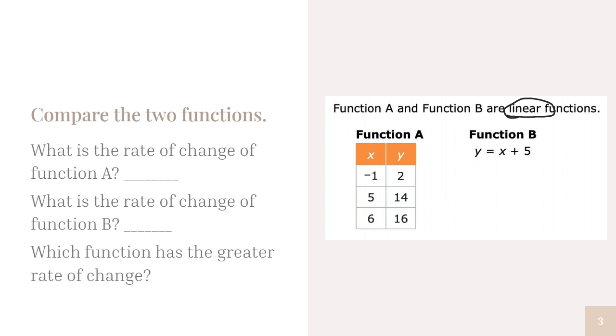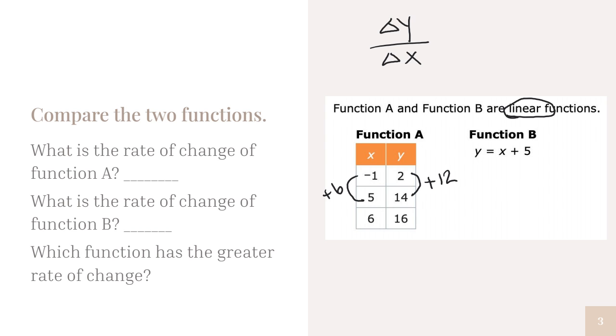Remember that if it's linear, that means it has a constant rate of change. So the first question is, what is the rate of change of function A? So I look at function A, it is represented by the table. So to find the rate of change from a table, remember that it is the change in y over the change in x. So I look at how y is changing. How do I get from 2 to 14? That is plus 12. And how do I get from -1 to 5?